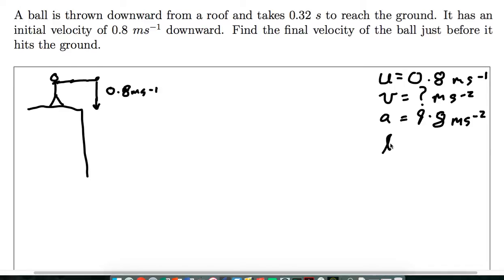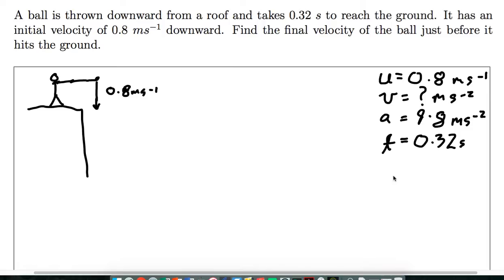We've been told that t, the time from when it gets out of his hand to just before it hits the ground, because once it hits the ground it might bounce, it might sink into the surface, it might shatter. We don't really know what's going to happen, but just a fraction before it hits the ground. It took 0.32 seconds to get there, and we want to know how fast it's going.